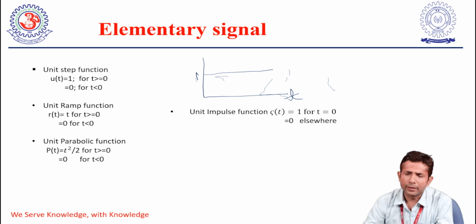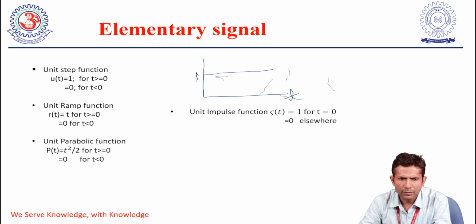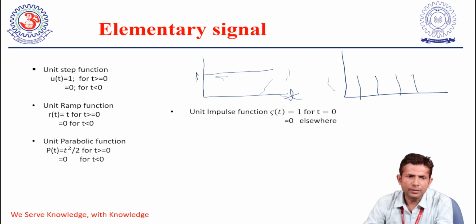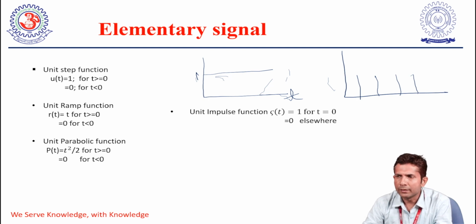In the same manner, we can also draw the discrete unit step signal like this. You can see this is the unit step signal in the discrete time domain. It is not defined at negative time instants.